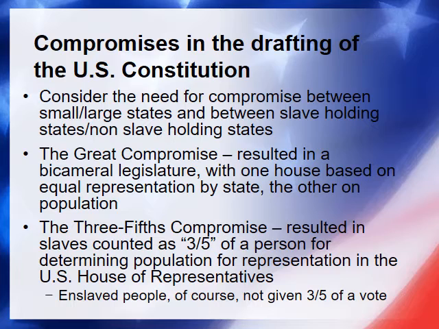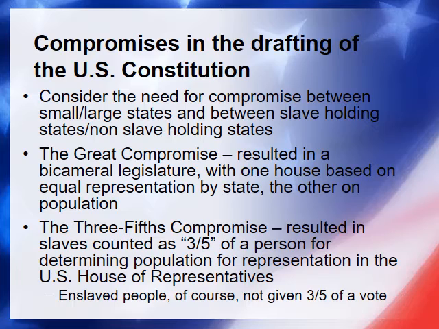So this leads to the Great Compromise, two legislative houses. That's what bicameral means, two legislative houses. We have a Senate, in which each state is treated equally, and we have a House of Representatives where each state is given a number of members based on their population.